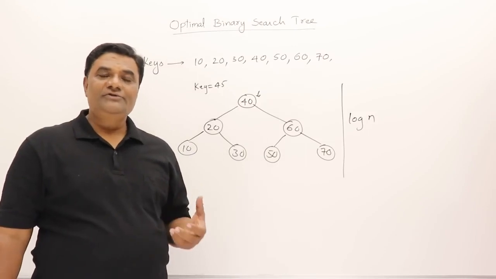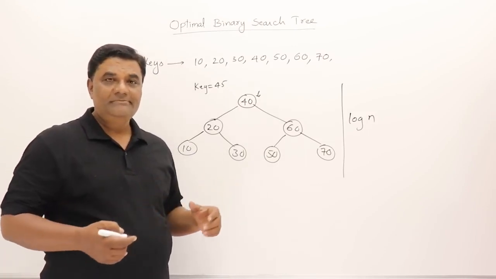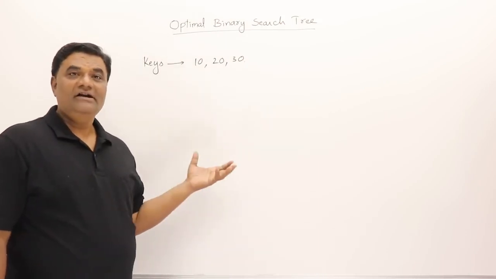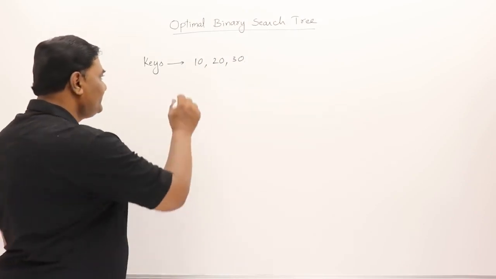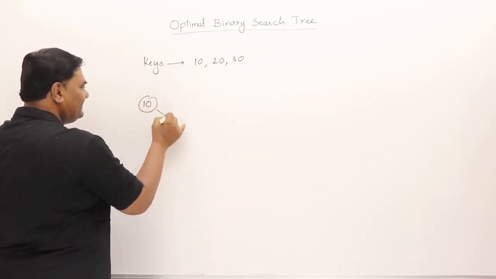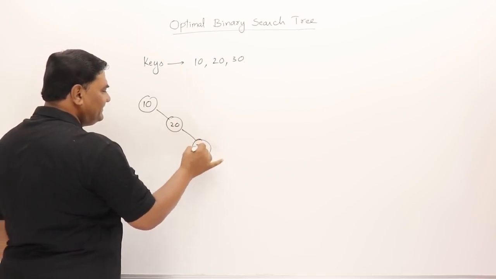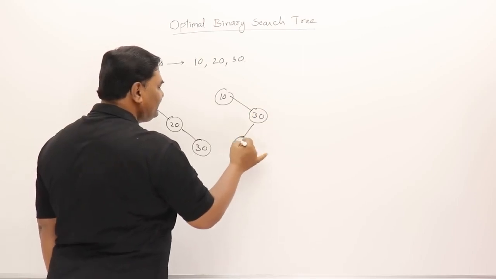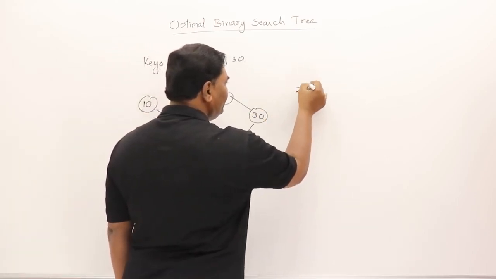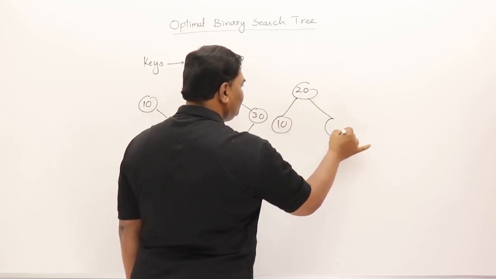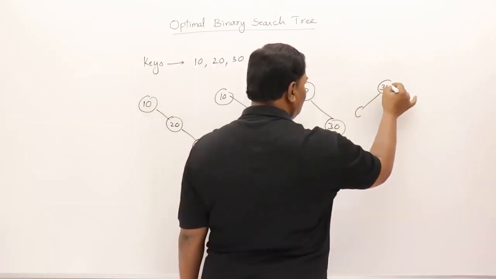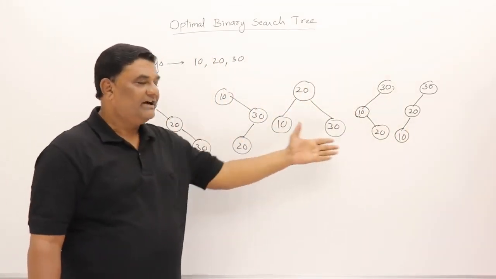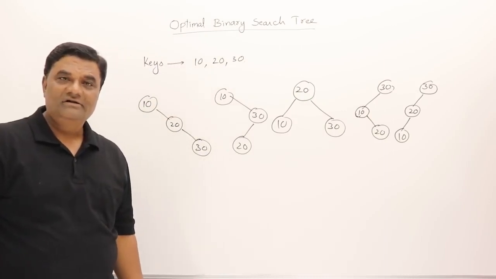Now next, I will show you for a given set of elements how many different binary search trees are possible. I have taken just 3 keys. Let us see how many different binary search trees are possible. So for these 3 keys, 10 as a root and 20 as its right child and 30 here. So 10, 30 and 20 on this side, 20, 10 and 30 on this side. So for 3 keys, there are 5 different binary search trees possible, right?